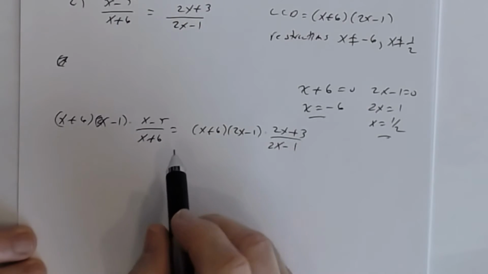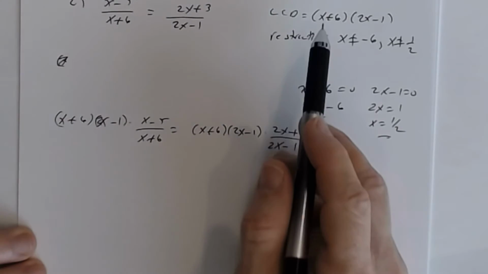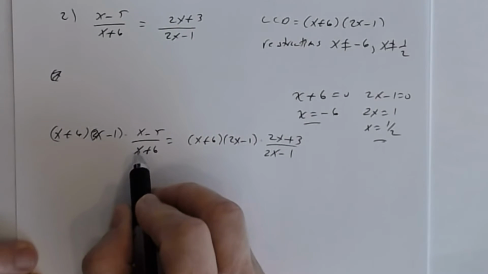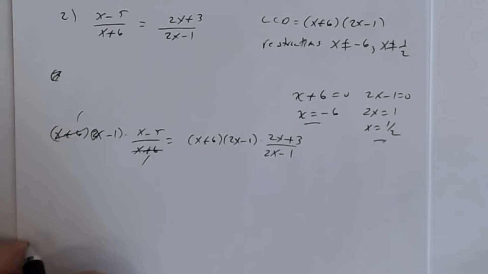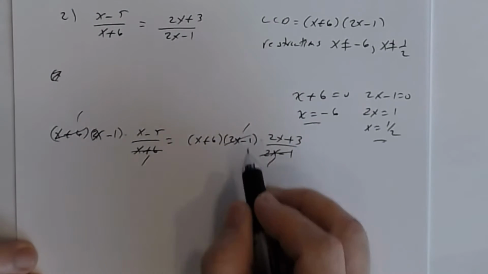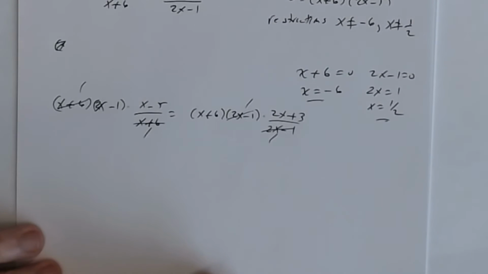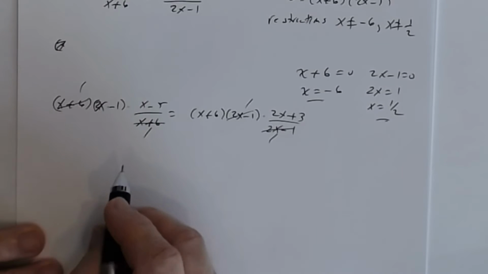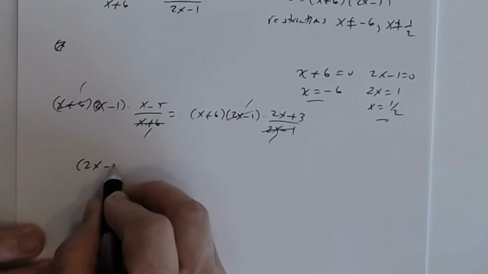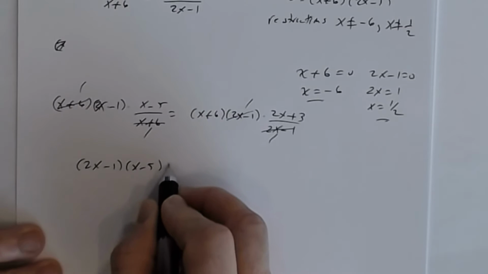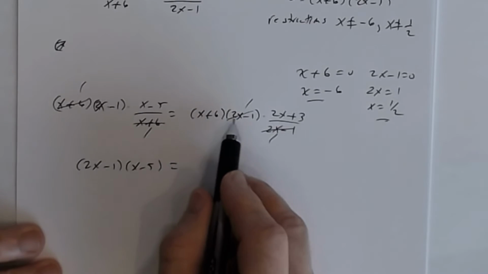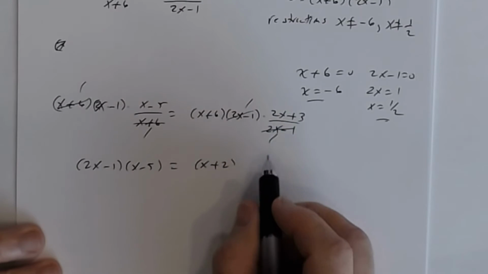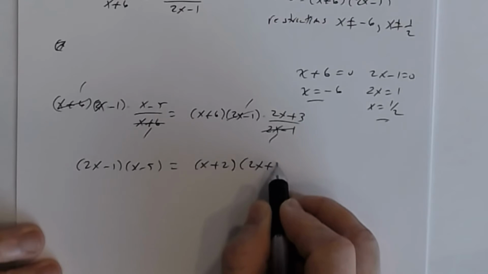Now, remember the whole purpose of multiplying by the LCD is to get these denominators to be factors of 1, and now you have that. The x plus 6's divide out. The 2x minus 1's divide out. Here's what you have: 2x minus 1 times x minus 5 equals, and over here, x plus 6 times, in parentheses, 2x plus 3.